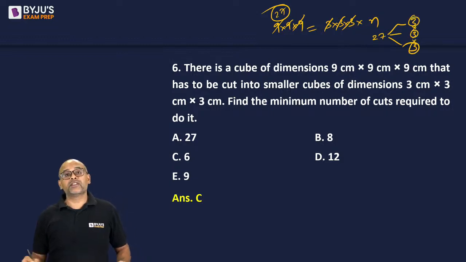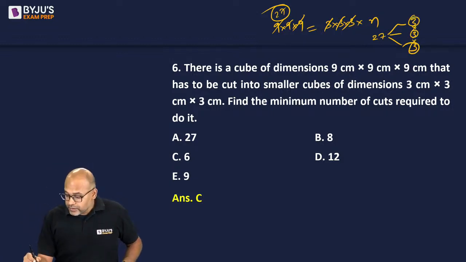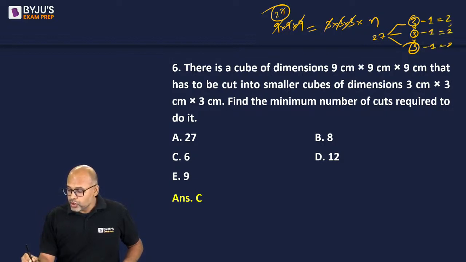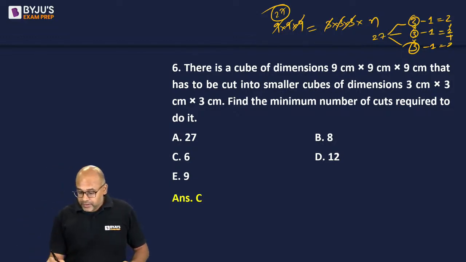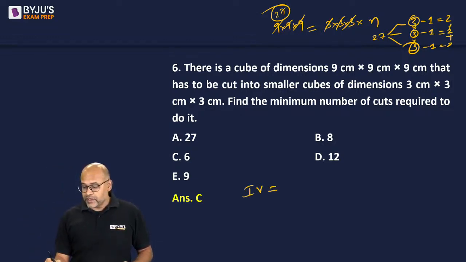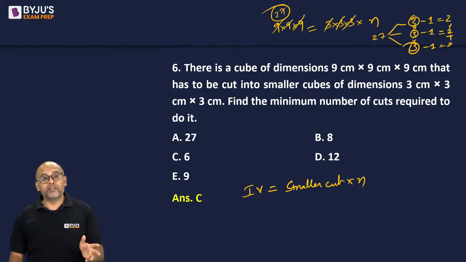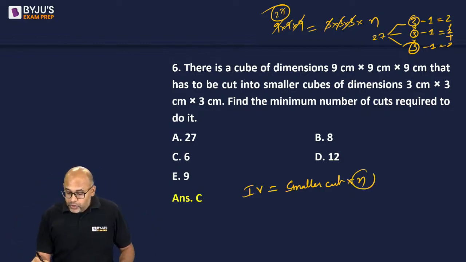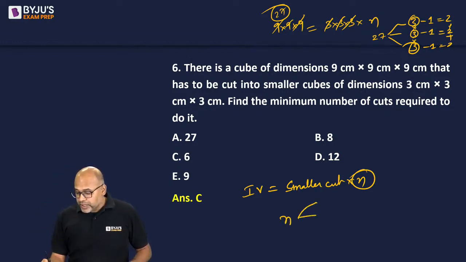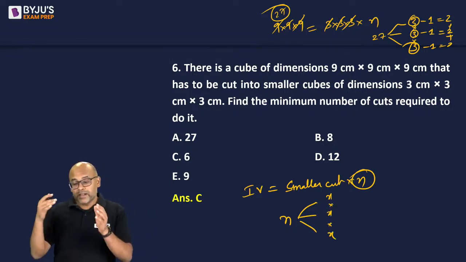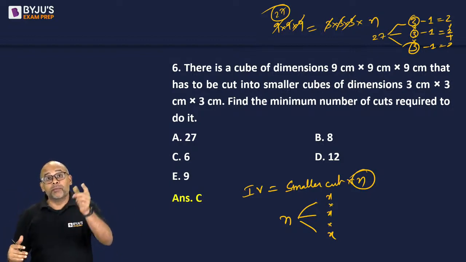So this is the number of cubes per side, minus 1. This is 2, 2, 2. So if you want to look at it as a shortcut, then initial value is equal to smaller cube into n. This gives you how many smaller cubes you will get. Then this n should be divided into 3 equal parts, x into x into x. Divide this n into 3 equal parts, by multiplication, not by total.